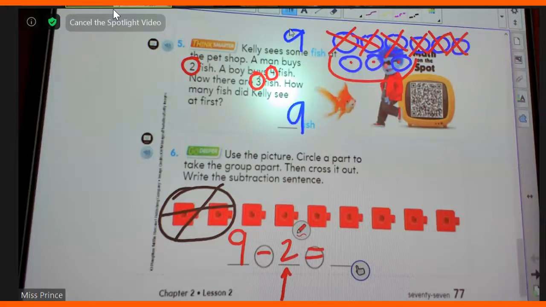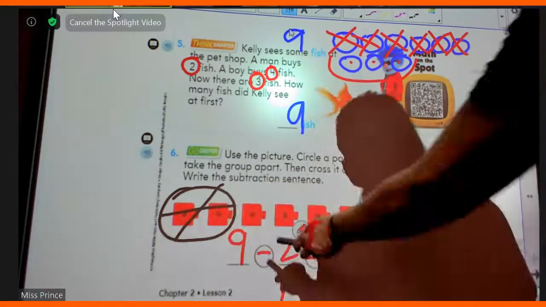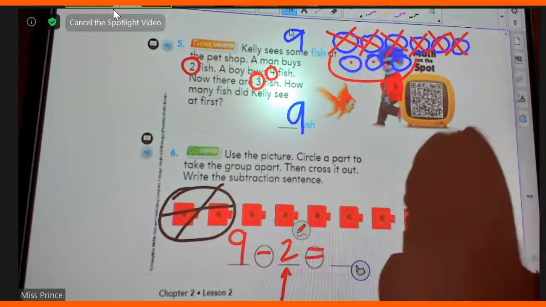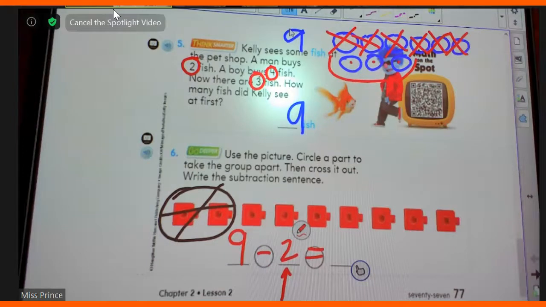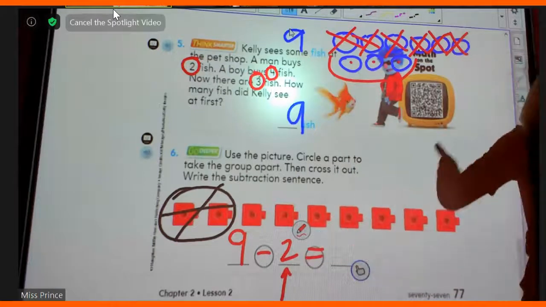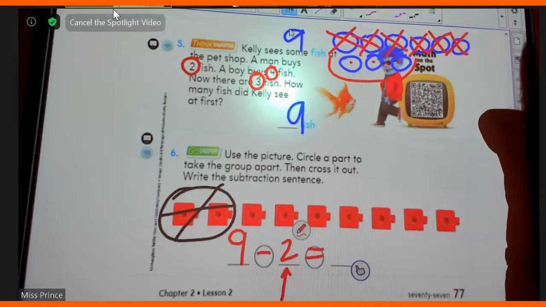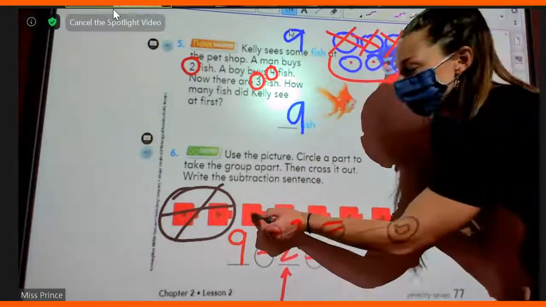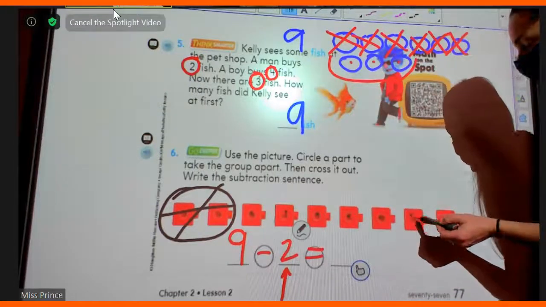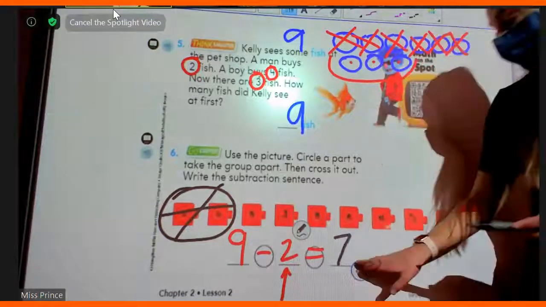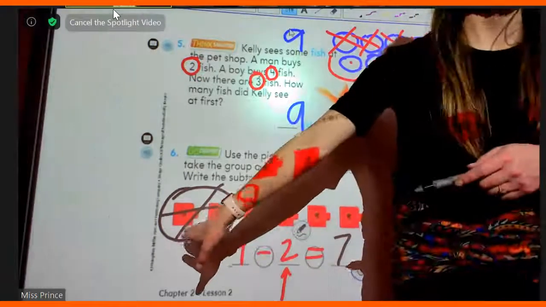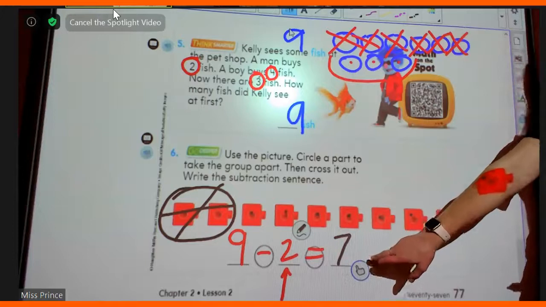Alakai, you need to look at my screen and count these, please. I'm helping you out. 7. Alakai says 7. Do you guys agree or disagree? I agree. You agree? Okay. 1, 2, 3, 4, 5, 6, 7. Alakai was right. I have 7 left over because I crossed out 2. If you crossed out a different number, your answer is going to be different.